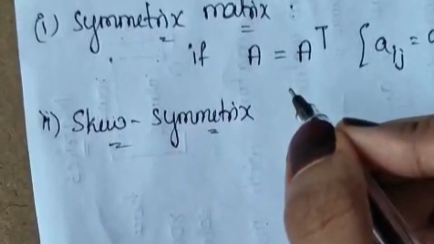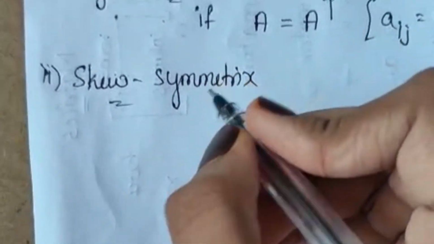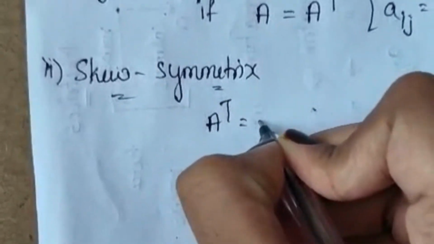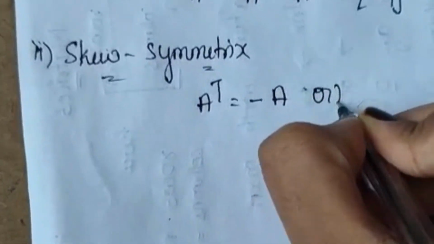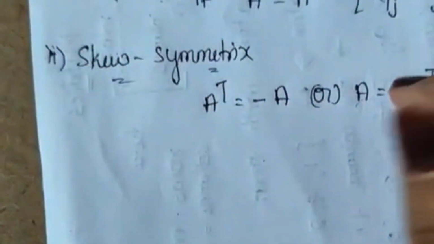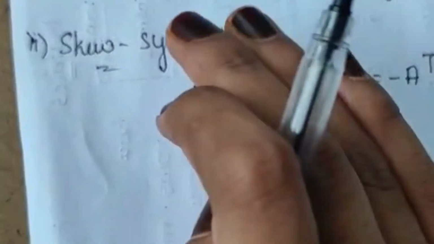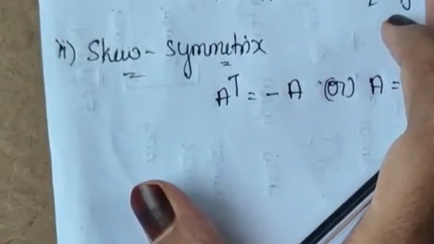Next one is the skew symmetric matrix. What is a skew symmetric matrix? The matrix A is said to be skew symmetric if A transpose is equal to minus A, or A is equal to minus A transpose. Whenever the matrix satisfies these conditions, then it is known as a skew symmetric matrix.